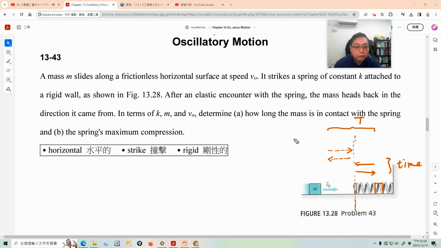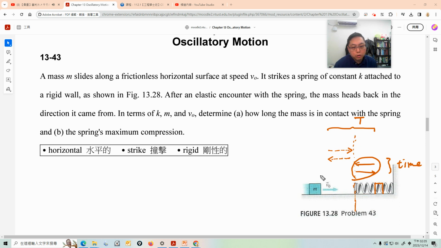Now this problem just wants to calculate the time the mass is in contact with the spring. I think what this problem is saying is, when M strikes the spring, it's compressed and then released, and after it returns to its position, the block just leaves the spring. After this block returns to this position, the block releases the spring and doesn't contact anymore. You want to calculate the contact time during this period, so it's just half of the period.